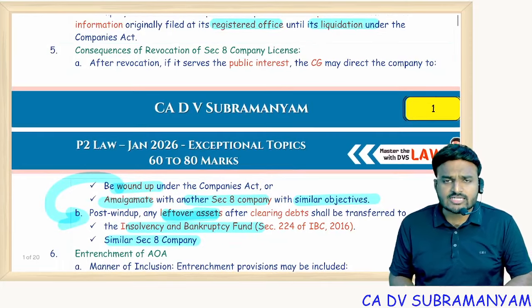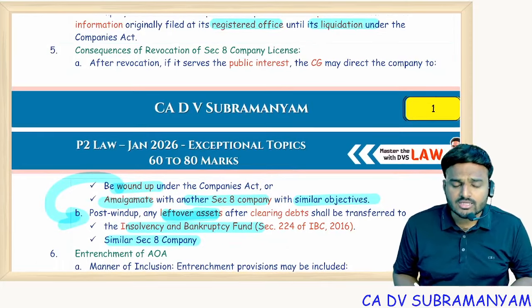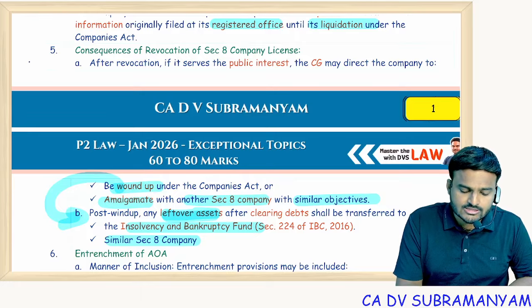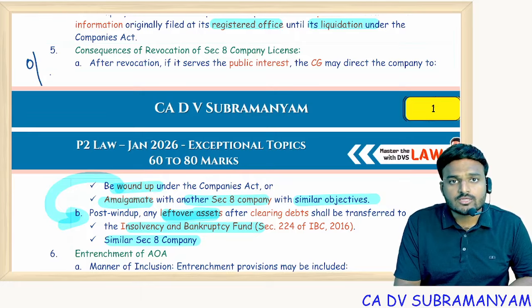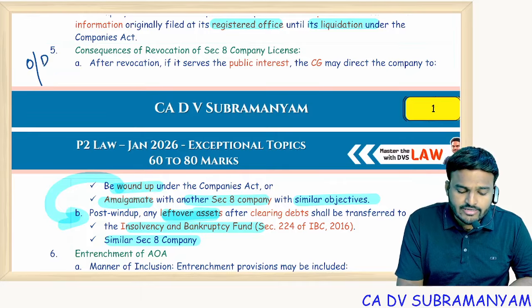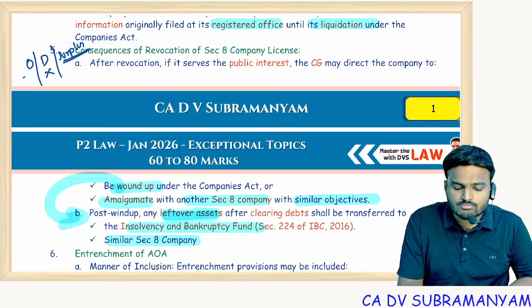One more point, section 8 company. To become a section 8 company, that company should satisfy 3 conditions. One is objects: charitable objects, social welfare objects. Next one, dividends prohibited. Next one, invest surplus in promotion of other objects of the company.